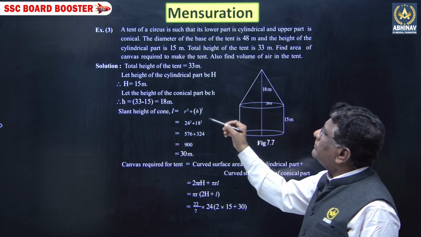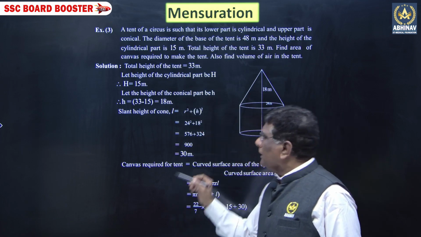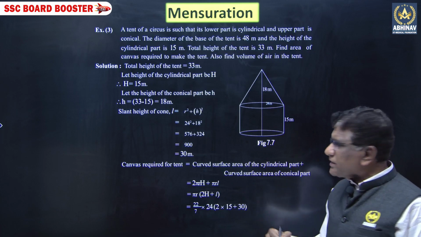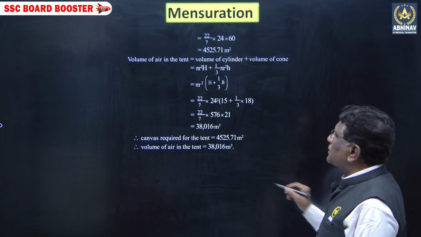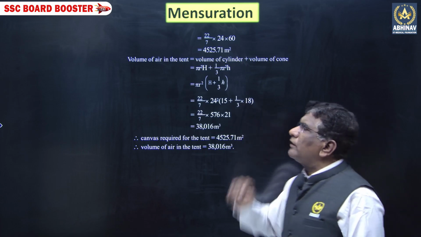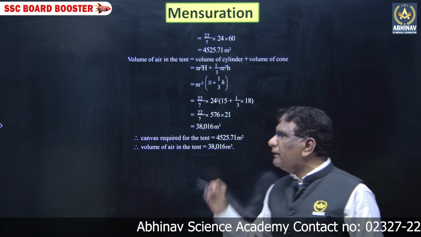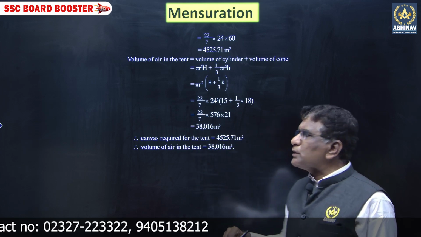We have to find here first the slant height, since the height is given, then the canvas required, so you have to find the curved surface area firstly, then the total surface area of this one, and lastly the volume of the tent is also calculated. So the canvas required for the tent has been calculated here, and the volume of the tent is also given.